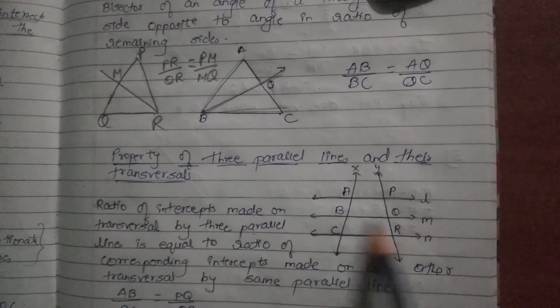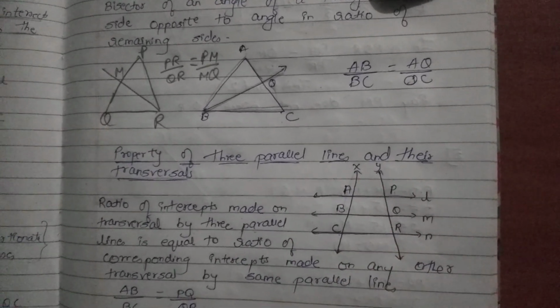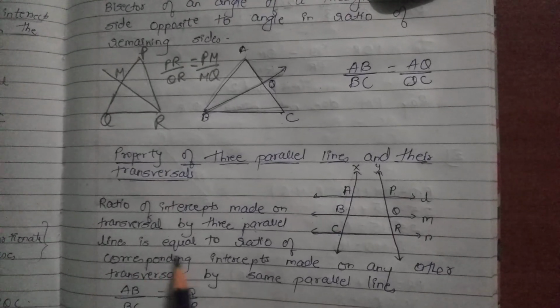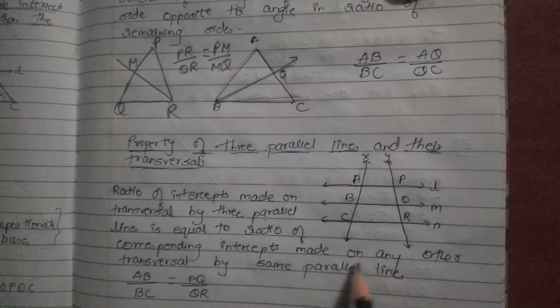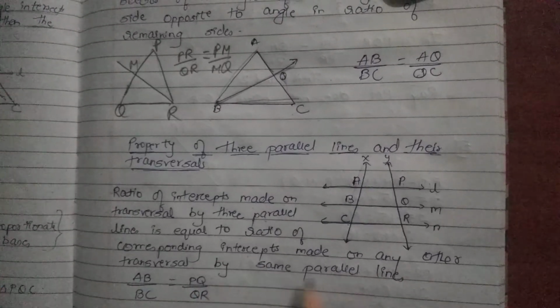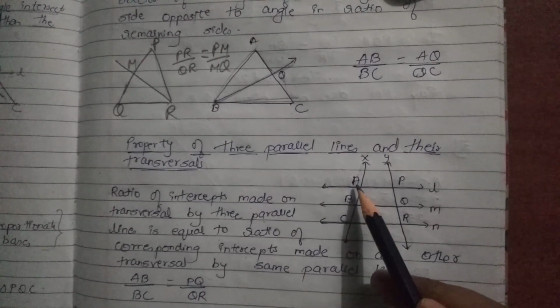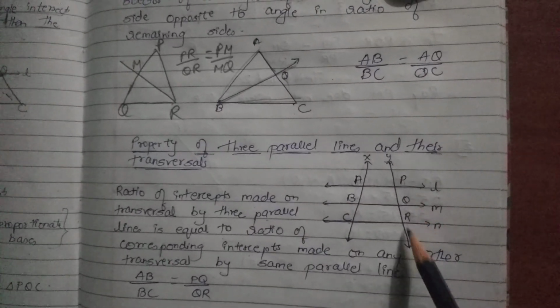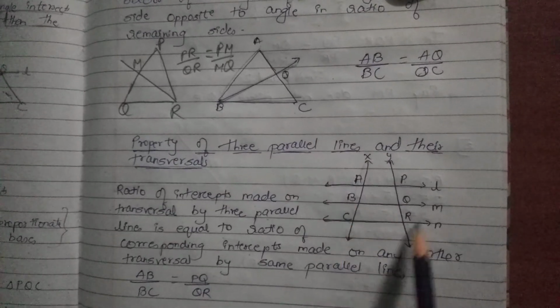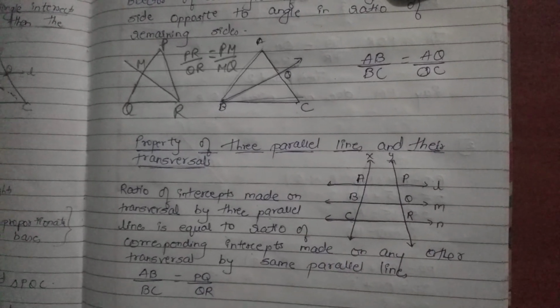is equal to the ratio of corresponding intercepts made on any other transversal by the same lines. We have to show that AB upon BC equals PQ upon QR. Means we have to show these ratios are equal.